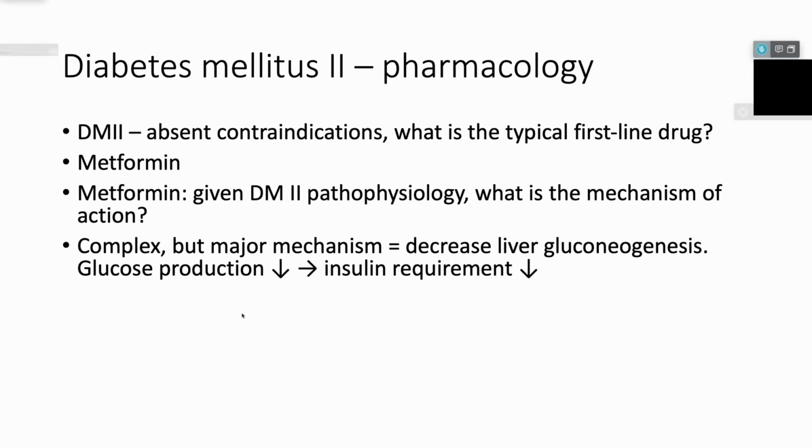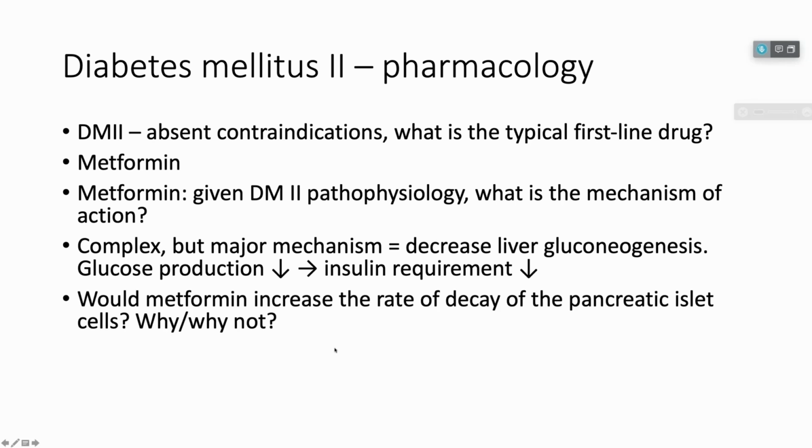It's still not entirely worked out. There are a ton of different mechanisms that are posited. Maybe it acts in the GI tract, but they know that at least part of it seems to work in the liver. It's pretty cool. So you decrease glucose production, and so you would need less insulin. So that actually works really well.